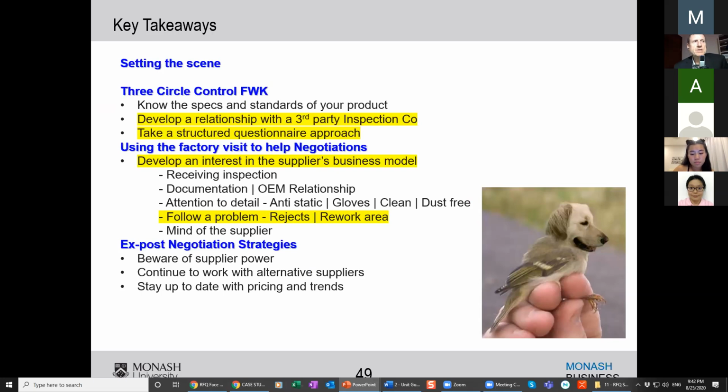And ex-post negotiation strategies was that last part. That is, just be aware of the supplier power. If you get that perfect supplier, they may price you out of your business in the second order and the third order. You may not be able to negotiate at all, like what happened with that factory in that last example. So continue to work with alternative suppliers, and stay up to date with the pricing and trends. Those are the key takeaways I want you to think about tonight.